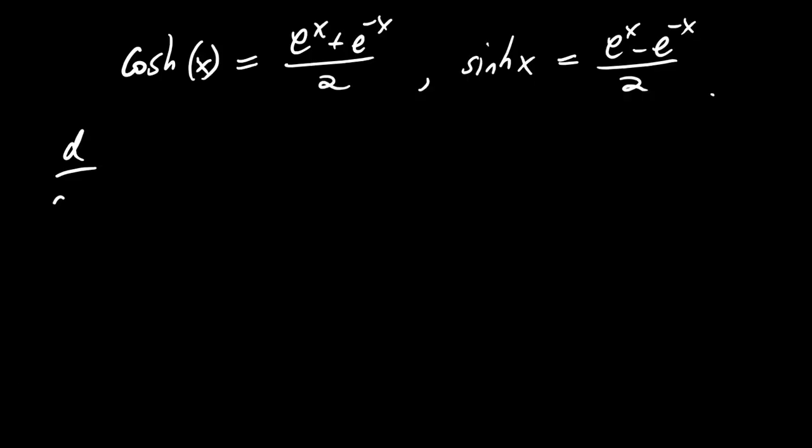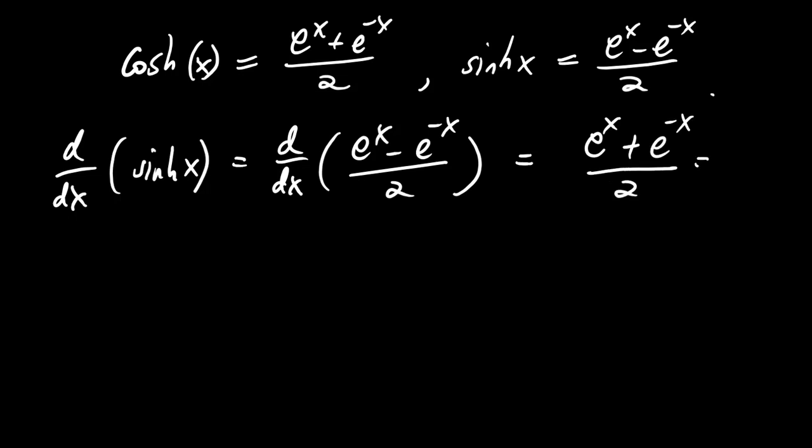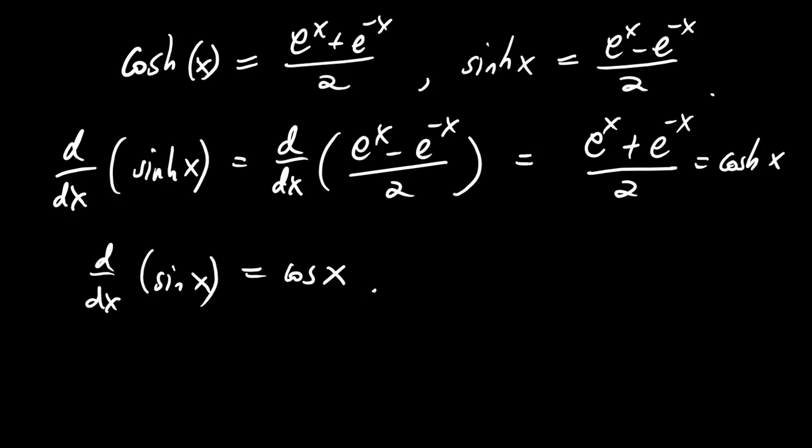Other than this, let's look at the differentiation. d/dx of hyperbolic sine x equals d/dx of (e^x minus e^(-x)) over 2, and this equals (e^x plus e^(-x)) over 2, which is hyperbolic cosine x. Similarly, the derivative of sine x equals cosine x. Again, it is so surprising.